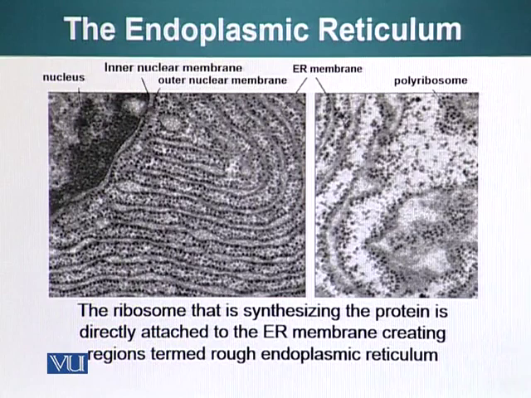Here you can see an electron micrograph of rough endoplasmic reticulum. You can see that these endoplasmic reticular membranes are studded with these dark balls, and these dark balls are basically the ribosomes which are synthesizing proteins directly attached to the ER membrane, creating regions which we call rough endoplasmic reticulum. So this is an electron micrograph of endoplasmic reticulum.